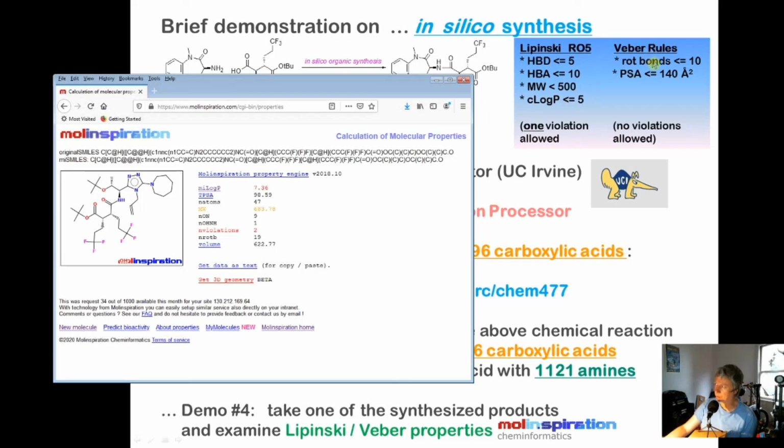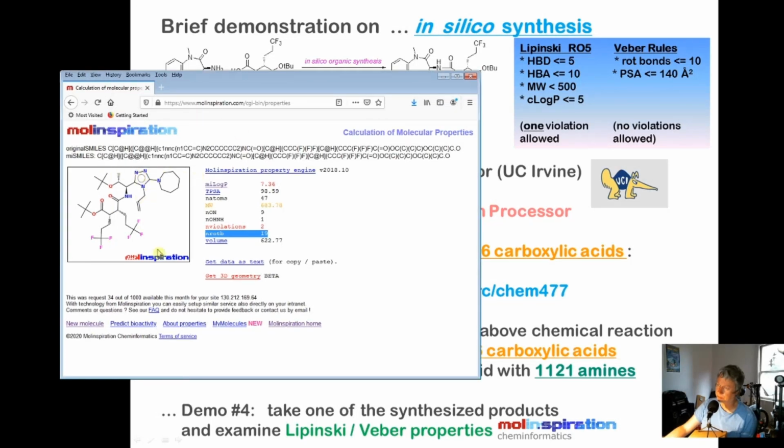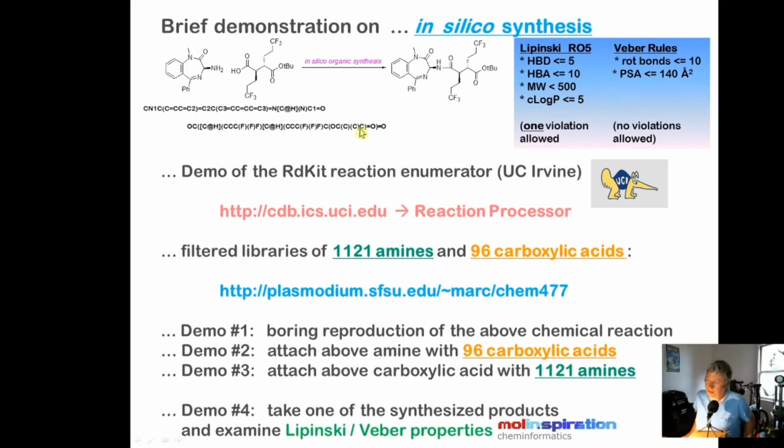And then in terms of Veber rules, we'll just use the rotatable bond count, and it should be less than or equal to 10. Well, it's 19, so that's a bad sign. And the polar surface area, PSA, is 98, so that's actually not that bad. But overall, this is probably a bad molecule. So we were able to determine this by computer. Anyway, so hopefully this is cool and useful to you if you've never seen this before.